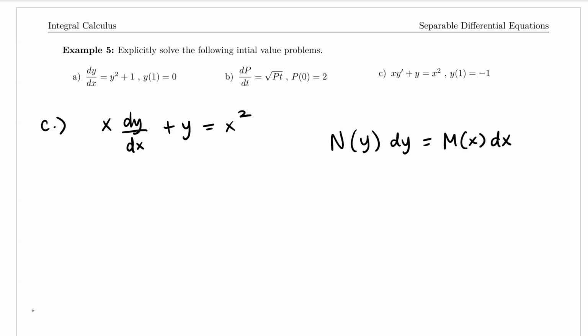So this is just an example to show that not all differential equations are separable, and so we cannot continue on with this because we don't know how to solve this kind of differential equation.